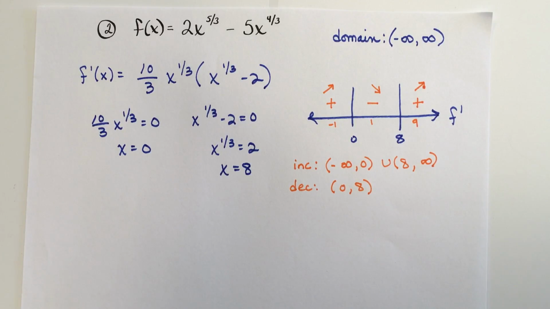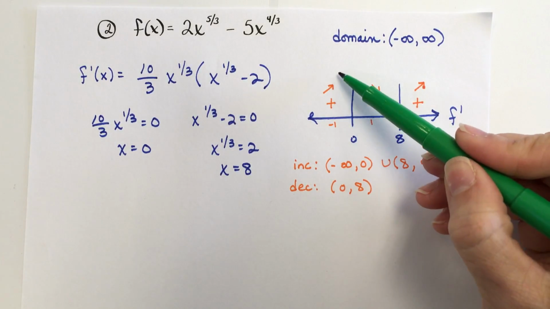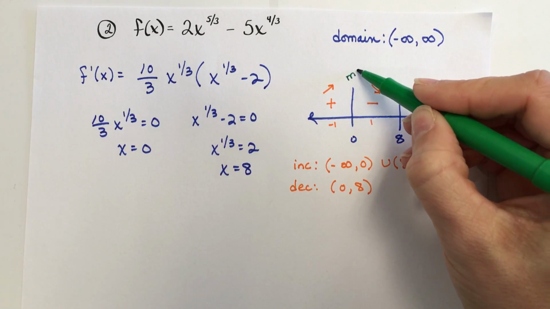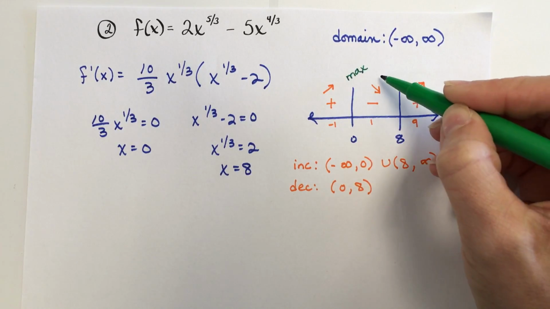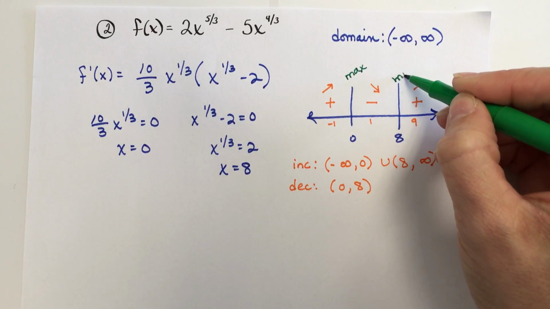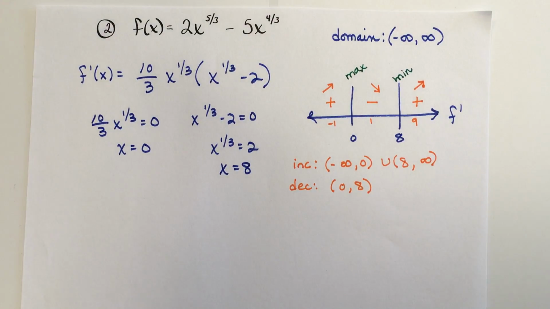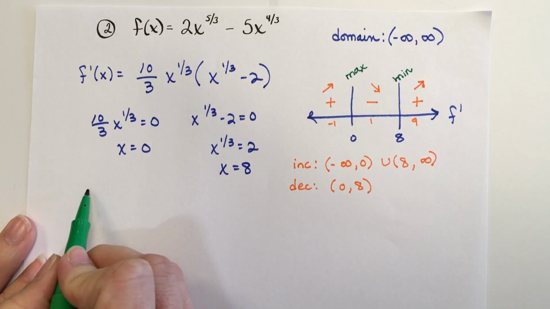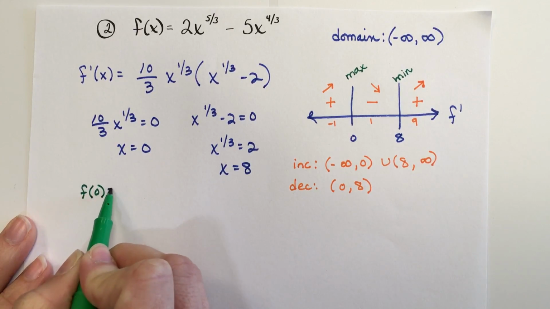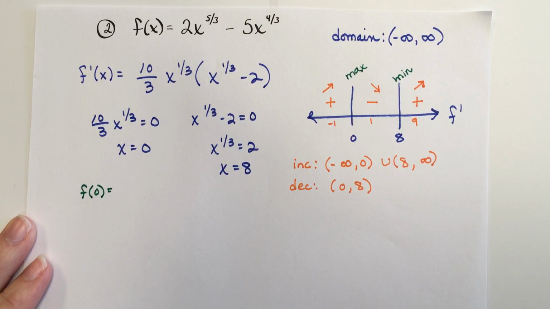Now also from this you can determine, if you remember, your maxes and your mins, your extrema. So if you have a section that's increasing and then decreasing, then that means here at x equals 0 you're going to have a max, and then if you're decreasing and then increasing, then at 8 you're going to have a minimum value. Now, those are actual points on your graph, so you will need to substitute the 0 and the 8 back into the original function.